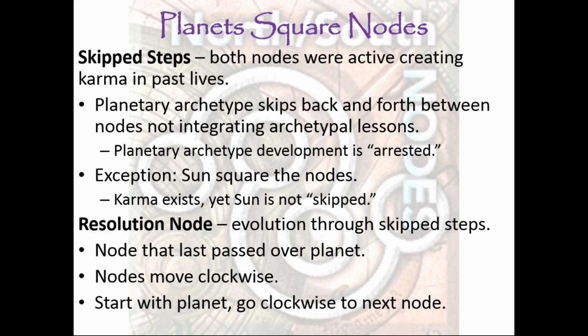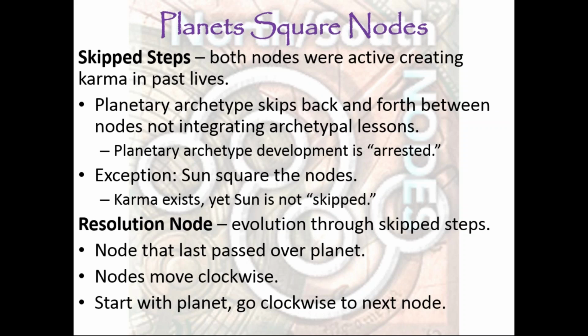That means Mercury, the left brain conscious mind, is not being integrated, and it's really not integrating either node as well, because as soon as one node starts to represent some insecurity, the planet will skip to the other node. In Mercury's case, its ability to mentally process, to analyze, to communicate, to put the puzzle together, gets confused, gets arrested, because it's going back and forth between those two nodes. Of course, as we have already spoken in a previous class, one of the exceptions is Sun square the nodes. There's karma, but we don't skip the Sun because it is such a life force, being the center of the solar system.